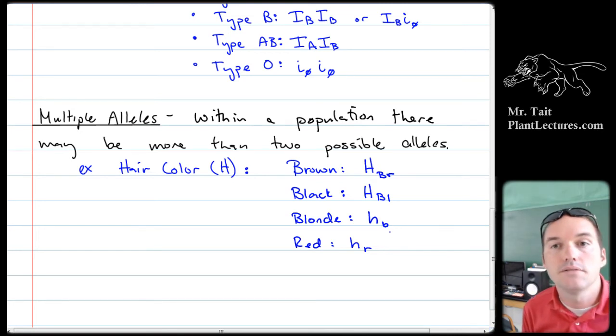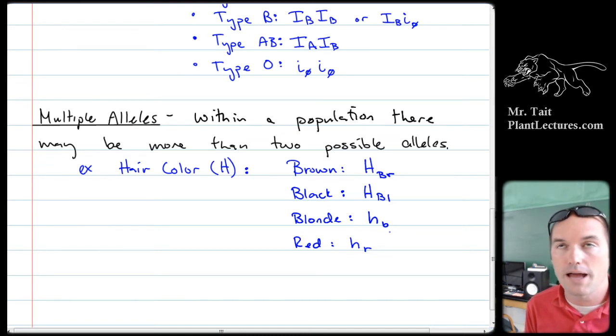Yeah? So codominance would be when there's 2 big H's, like brown and black. And so a person with one brown allele and one black allele has very dark brown hair. And then complete dominance would be like brown and blonde because it's a big H and brown. Yes, correct.